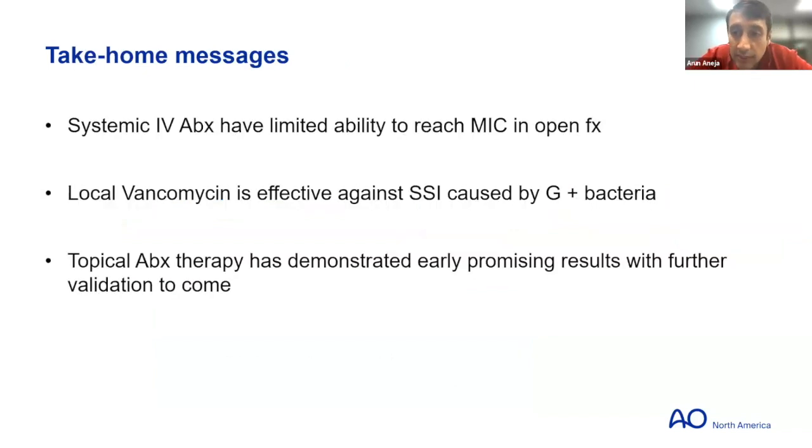So the take-home message for all these local antibiotic studies is that systemic IV antibiotics, particularly in traumatized tissue, have very limited ability to reach MIC concentrations in the open fractures. And so that's where local antibiotic therapy really comes into play. We've seen that it works with vancomycin against gram-positive bacteria. Now the question is, with tobramycin, are we going to see benefit in all bacteria, gram-positive and gram-negative, whether that's added with vancomycin? So I think there's a lot of exciting stuff coming down the pipeline, and hopefully we'll see some good, promising results. Thank you.